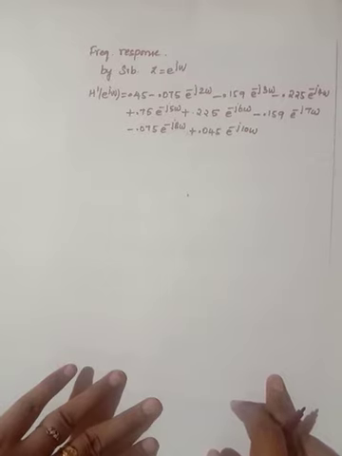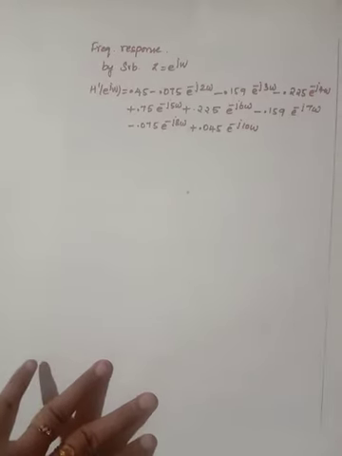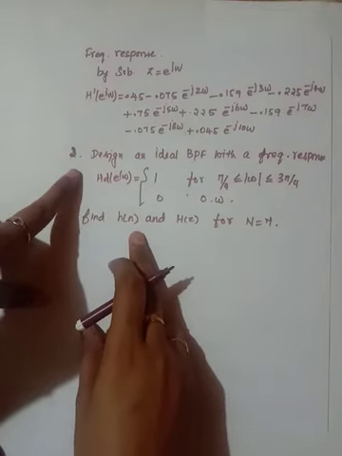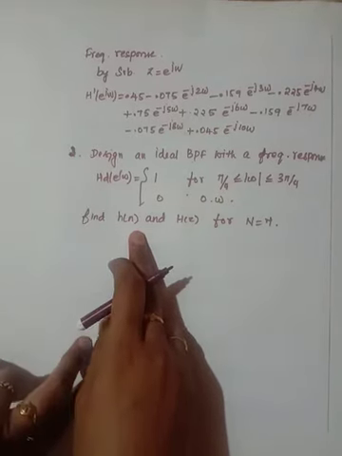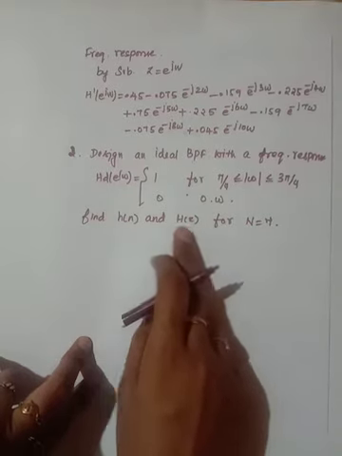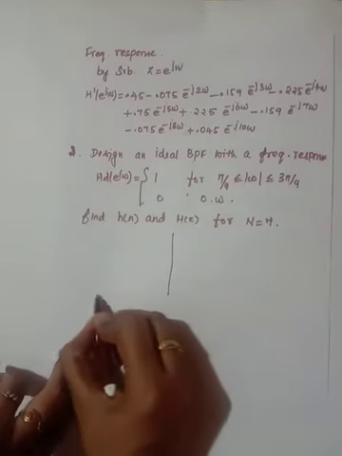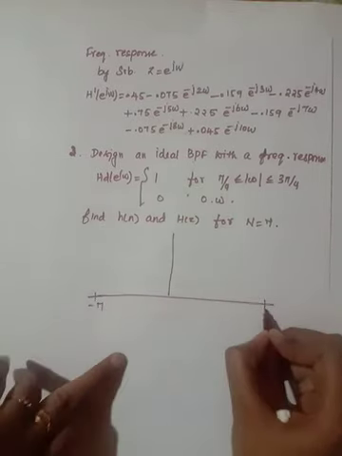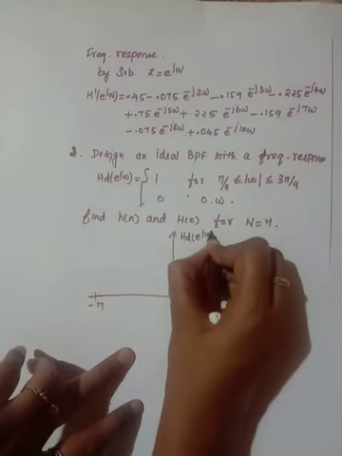Next, we will design an ideal bandpass filter with some desired frequency response. We need to find, as usual, h of n and H of z for n is equal to 7. So the first step is we need to draw the desired frequency response. This ranges from minus pi to pi. So this is your Hd of e power j omega.